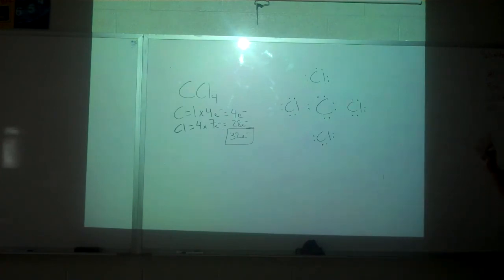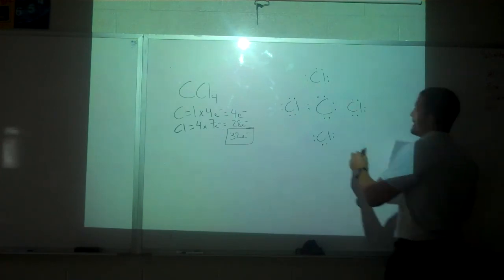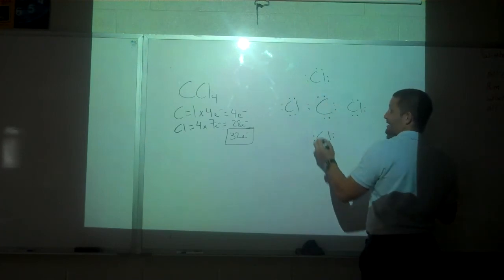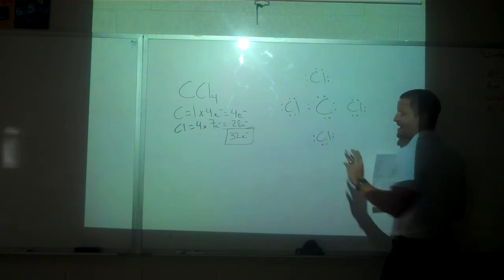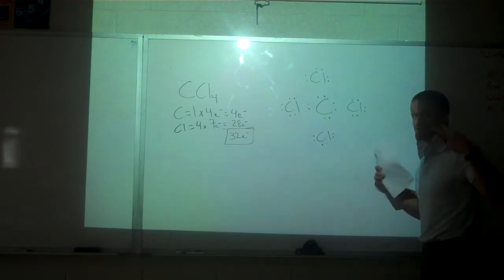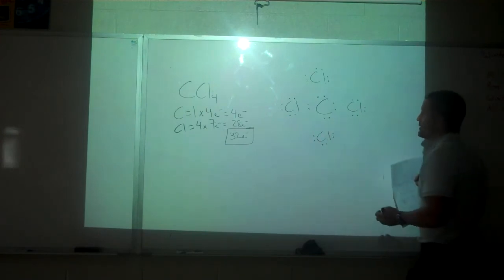Alright, so now what I do is I make sure everybody has 8. So 2, 4, 6, 8. Here we go. 2, 4, 6, 8, and so on for each one. Everybody has 8, everybody has an octet, everybody's happy, everybody's noble, everybody's sharing. Right? Now I need to count all of them.